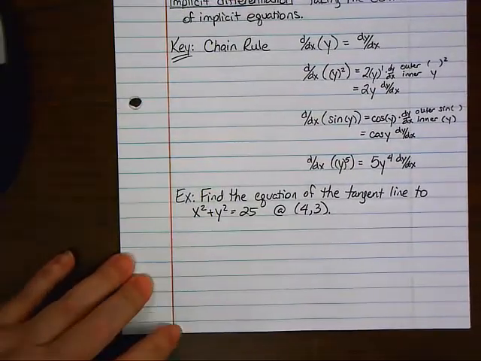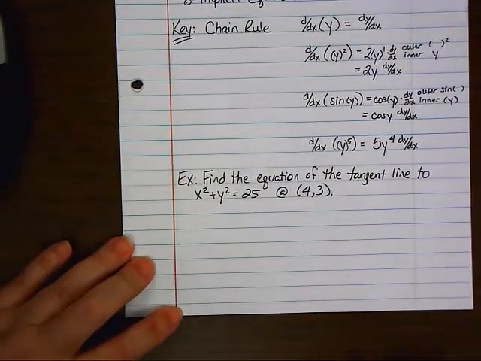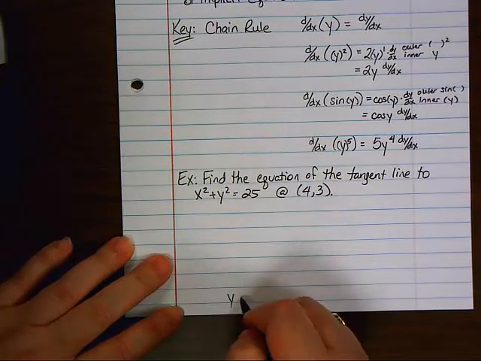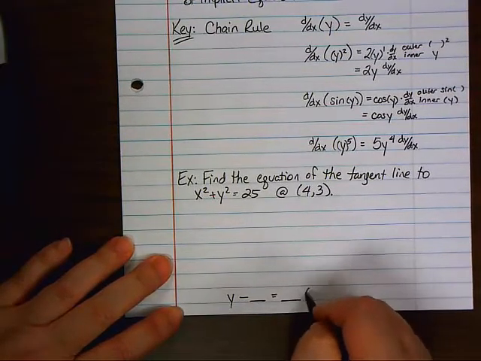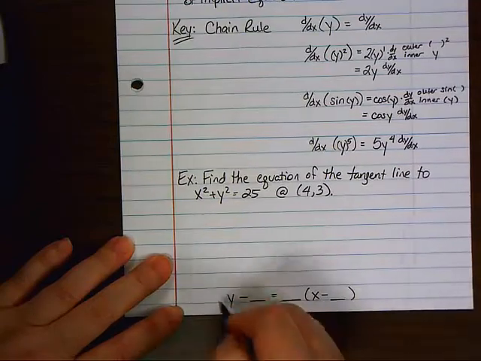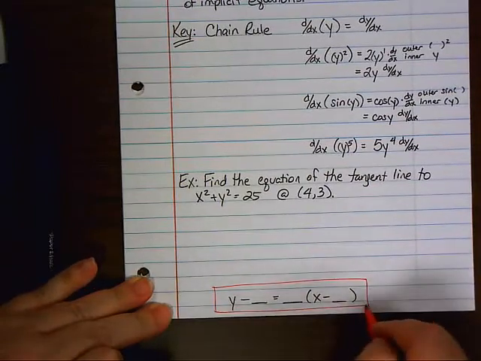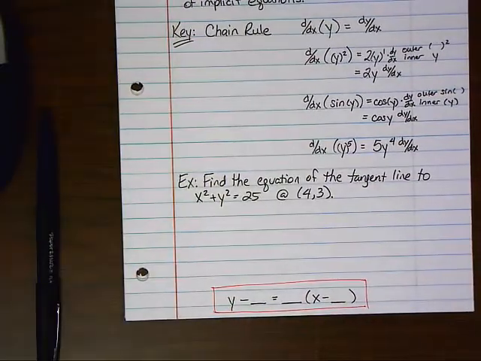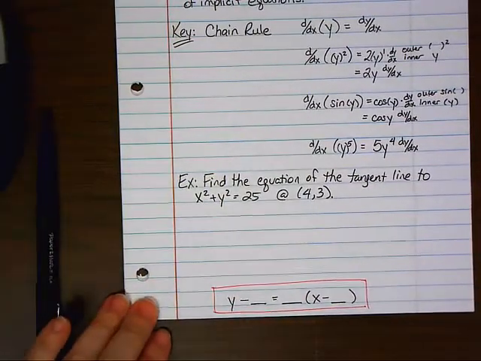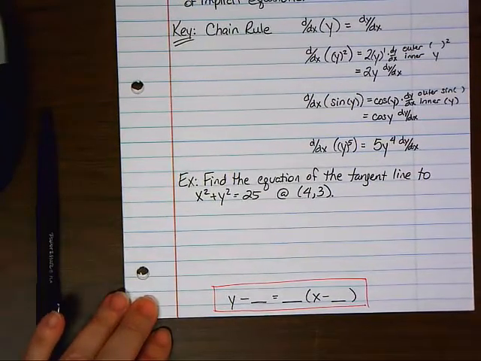So remember we talked about that when you're writing an equation of a tangent line, you should end up with y minus blank equals blank times parentheses x minus blank. That's going to be my final answer right there. Whenever it asks for an equation of a tangent line, that's what it's going to look like. Okay. Do I know what to put in any of those blanks yet?